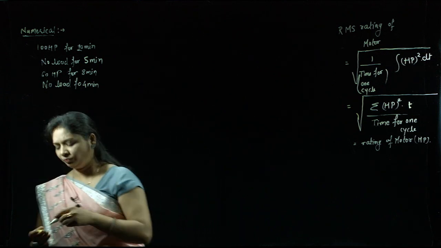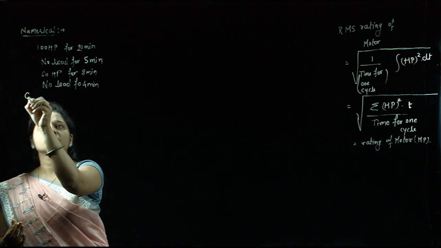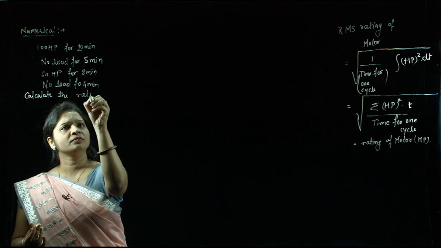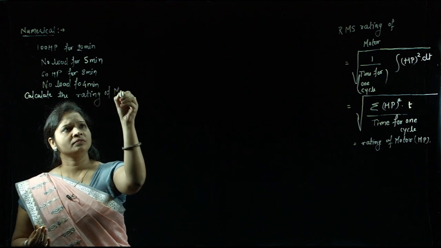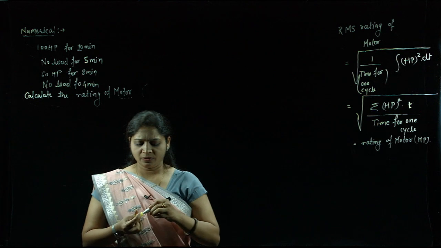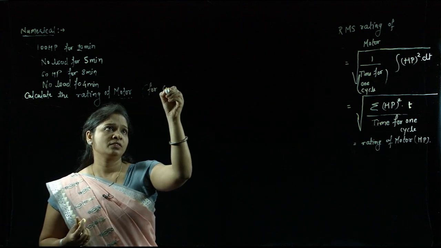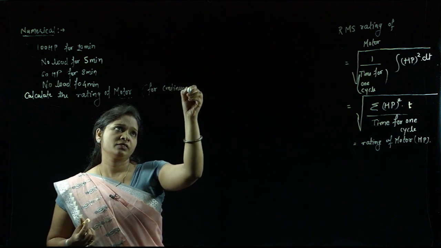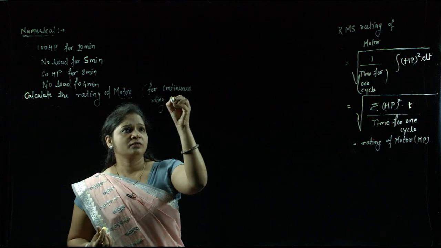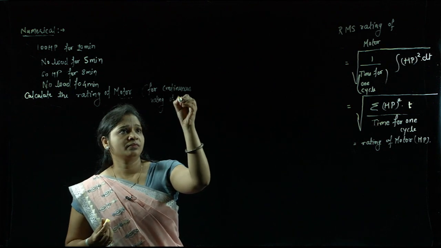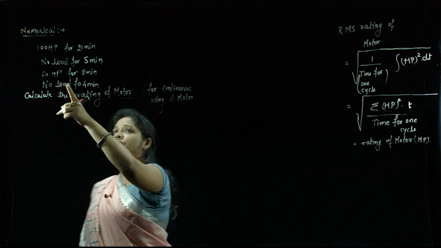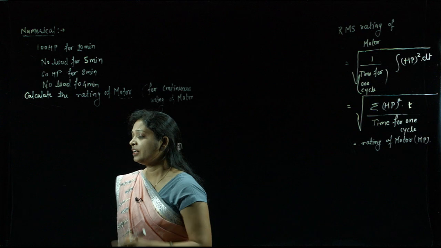Calculate the continuous rating of the motor. See, this is the given data: 100 HP for 10 minutes, no load for 5 minutes, 60 HP for 8 minutes and no load for 4 minutes. From that given data, we can draw the graph.